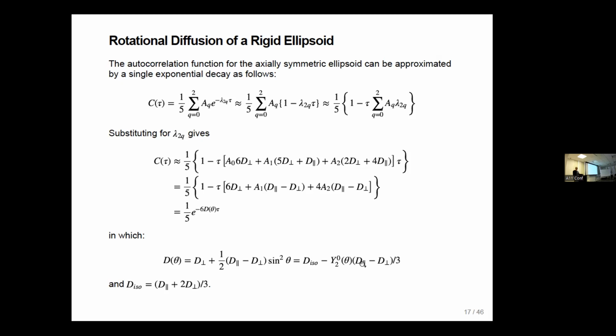Anyhow, this gives the same result for an ellipsoid as Rafael's more elegant approach, but perhaps is a little simpler. It all fits on one page. And then you can see, if we know the orientations, we can again extract an estimate of the difference between the two orientations, and then D iso is just the average. So then we can figure out both D parallel and D perpendicular.